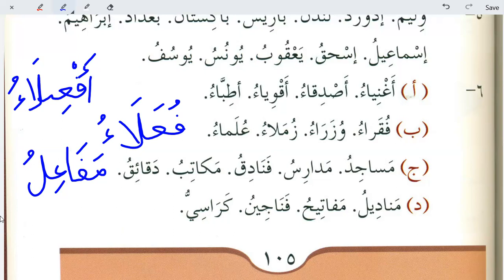Mafailu. Mana, mana dilu, mafatihu, mana fuchanun, karasi, petanito. These are on the pattern of mafailu, okay? Mafailu, okay.